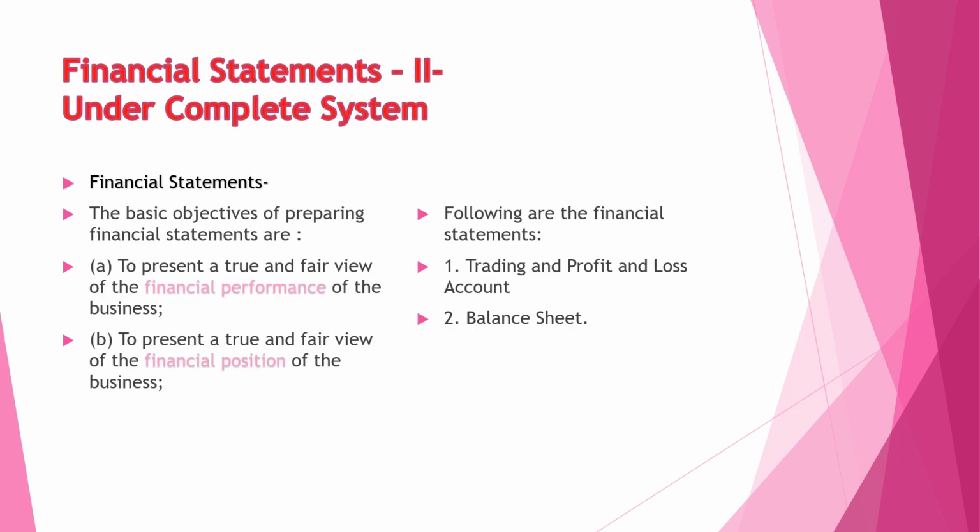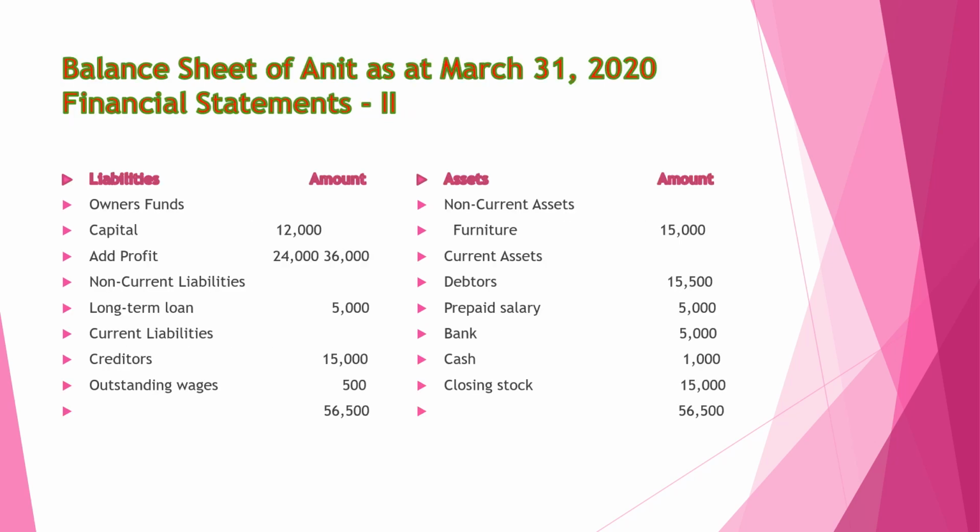Next one, very important, the basic objective of preparing financial statements. The basic principle and objective is to present a true and fair view of the financial performance of the business, and to present a true and fair view of the financial position of the business. So these are the two basic financial statements: trading and profit and loss account, and the other is the balance sheet, that is the statement of affairs. So here is a small practical example.